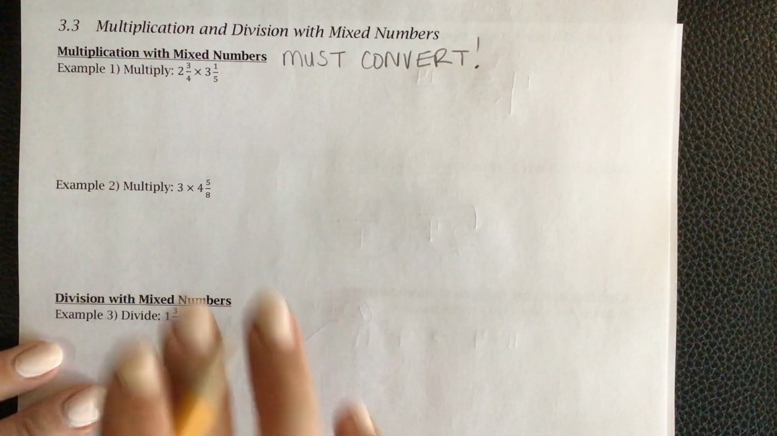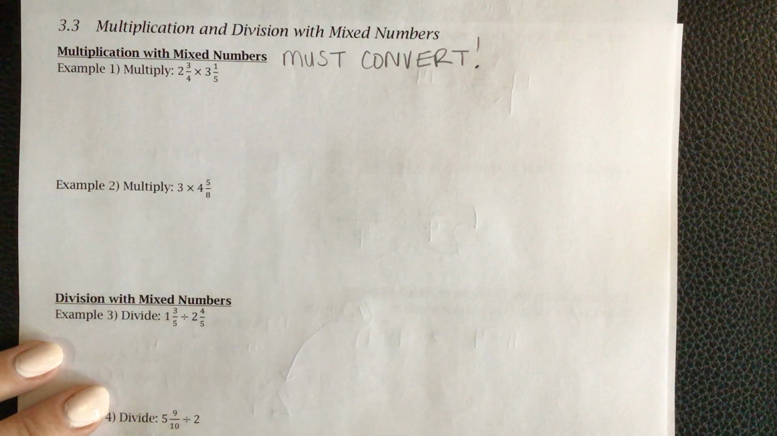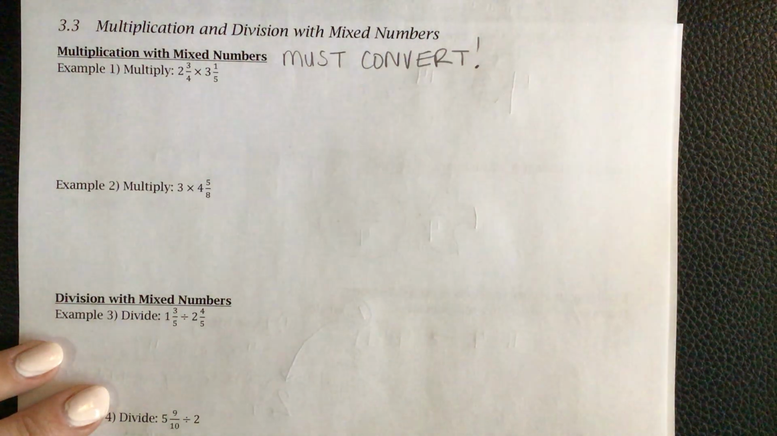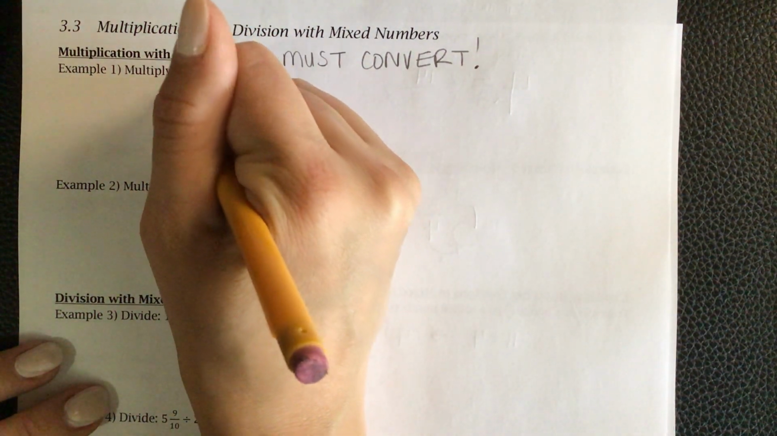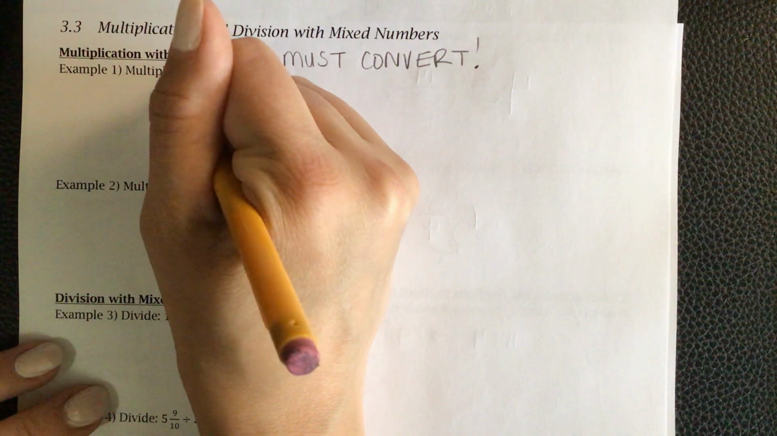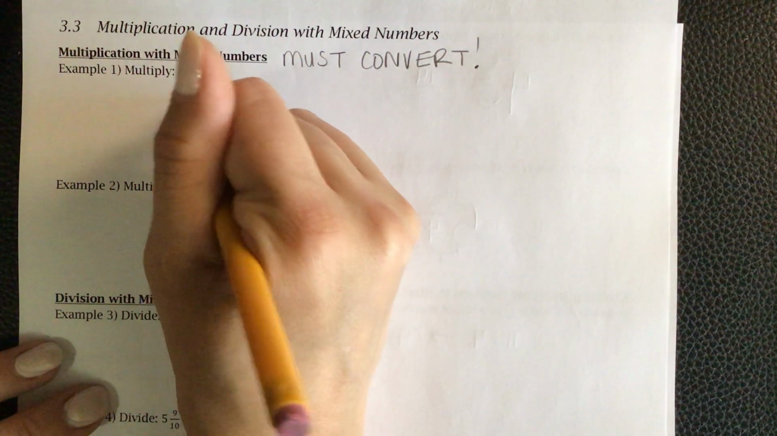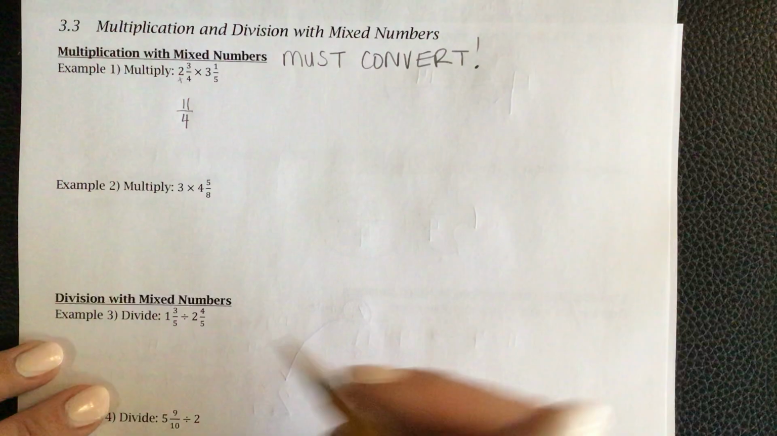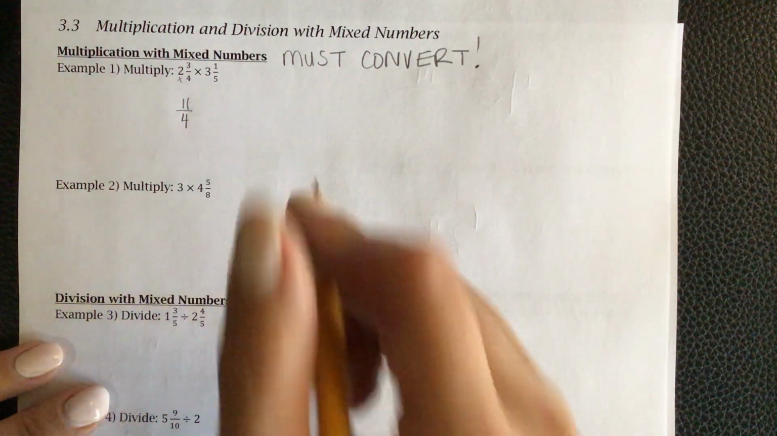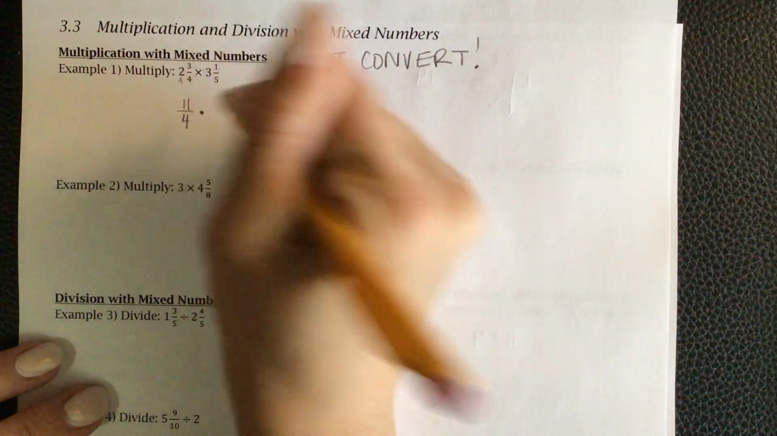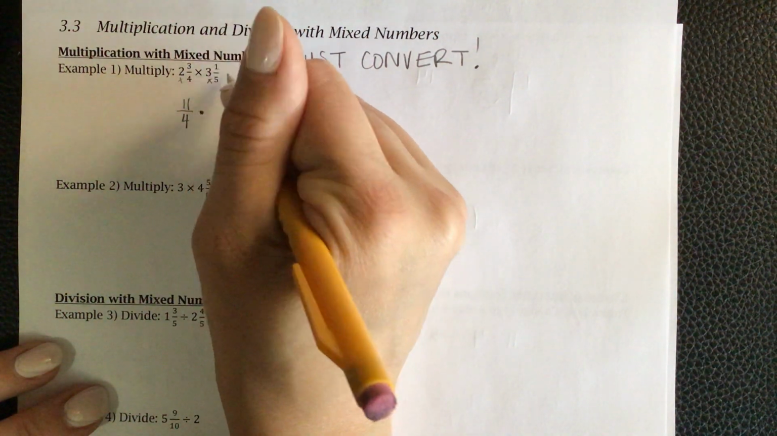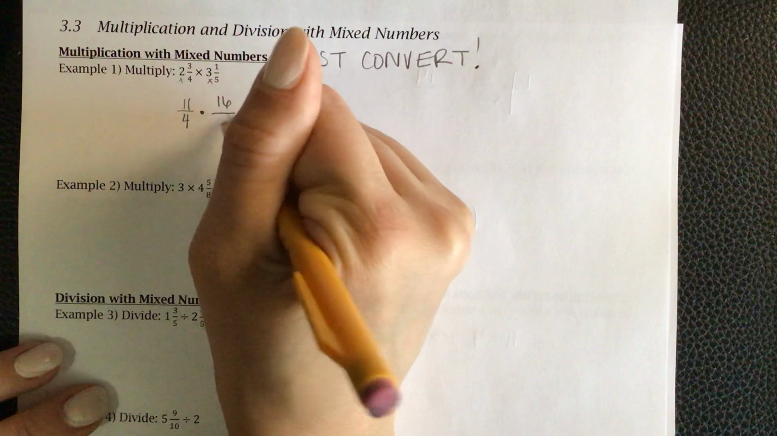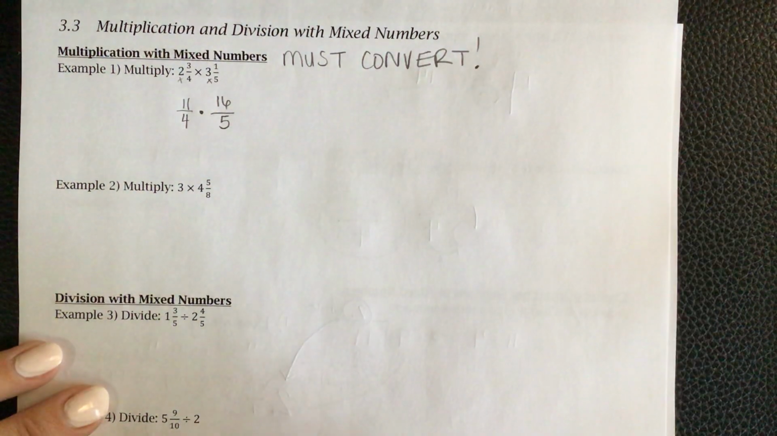So we're going to go back to that same thing that we practiced in 3.2, when you converted from a mixed number to an improper fraction. You're going to do 4 times 2 is 8, 8 plus 3 is 11, over, keep the 4. Times 3 times 5 is 15, plus 1 is 16, over 5. Keep that denominator.